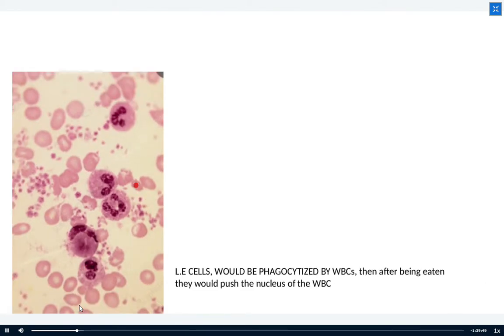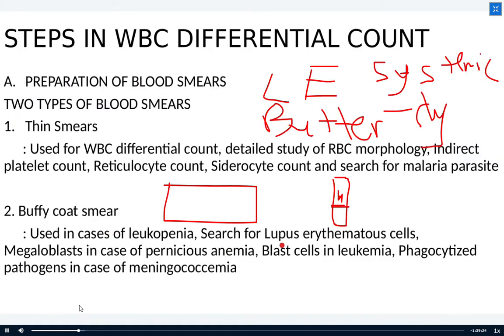So normally, class, this is the nucleus of your neutrophil. Remember, your neutrophils can phagocytize. They eat foreign materials or foreign bacteria. So, once they eat, the LE cells would push to the side the nucleus of your WBC. Then it can also be seen in megaloblasts in cases of pernicious anemia.